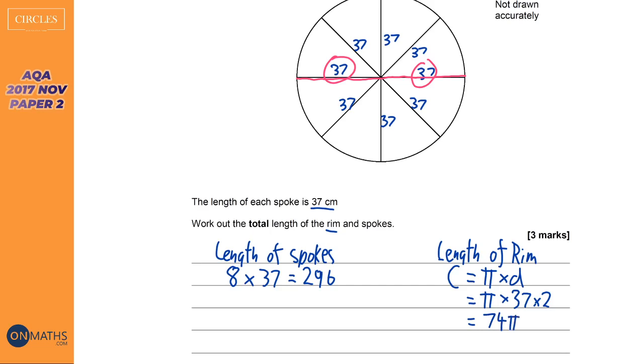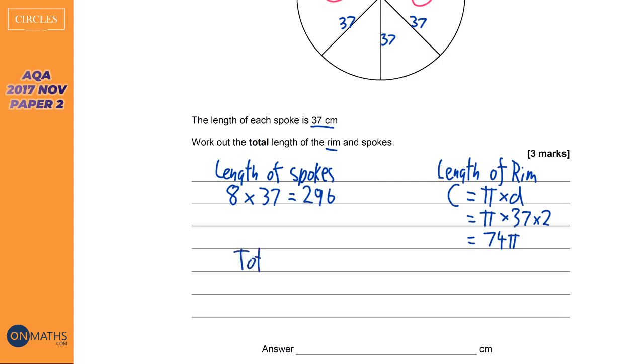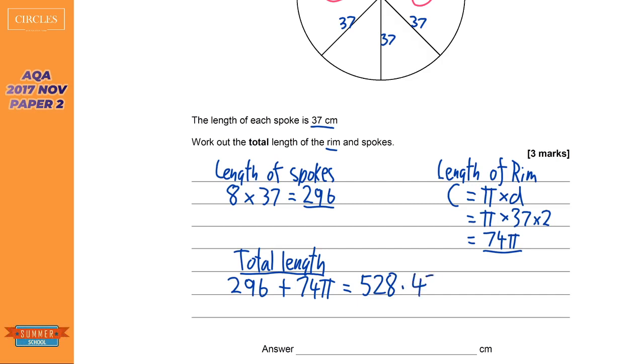Because if I worked out what that is now, I'd have to round it, and my answer won't be as accurate. So to find the total length, we're just going to add the length of the spokes to the length of the rim. Now I can actually work it out: 296 plus 74 times pi, and it gives me 528.4778 and so on.